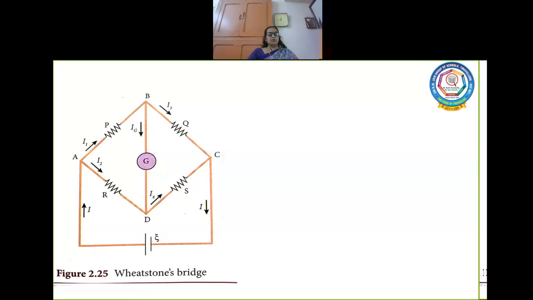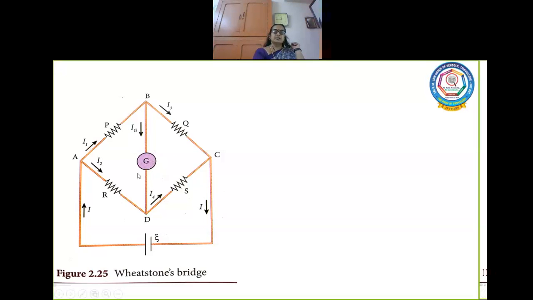Now let us see how the circuit is made up. Look at this diagram, children. It consists of 4 resistors, P, Q, R, S. This forms a bridge network that appears like a kite. They are arranged in such a way to form a network, and you have a galvanometer connected between B and D. This also has a resistance.